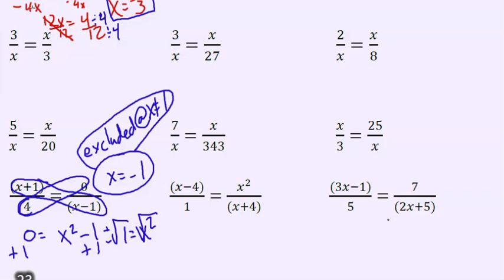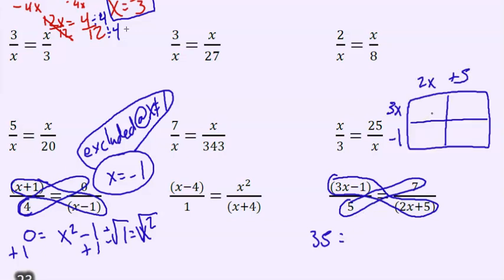Let's do one more. So let's cross multiply 5 times 7, that's 35. And then 3x minus 1 times 2x plus 5. We could do box or FOIL with this one. Let's go ahead and do a box. Find the area of each of the 4 boxes and combine like terms.